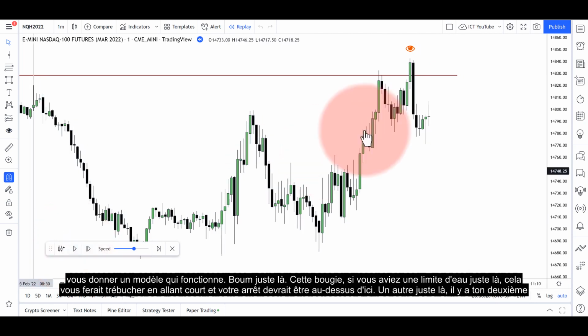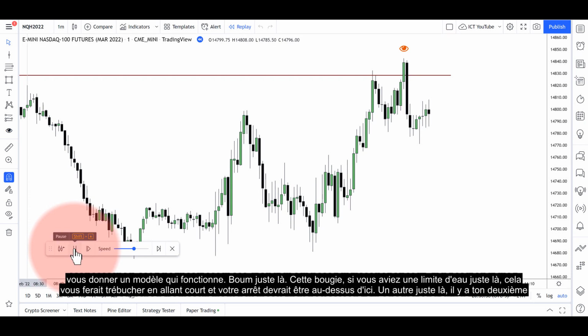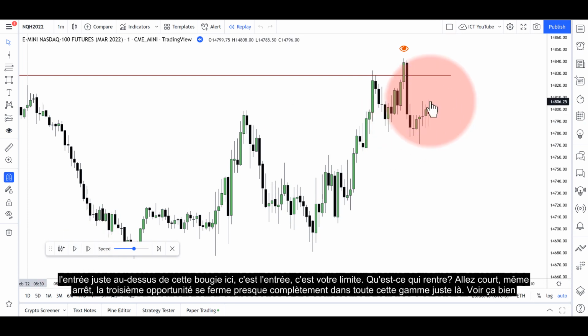Boom, right there. That candle, if you had a limit order right there, that would trip you in going short, and your stop would have to be above here. Another one right there. There's your second entry. Right above this candle here, that's entering. That's your limit order getting in. Go short. Same stop.